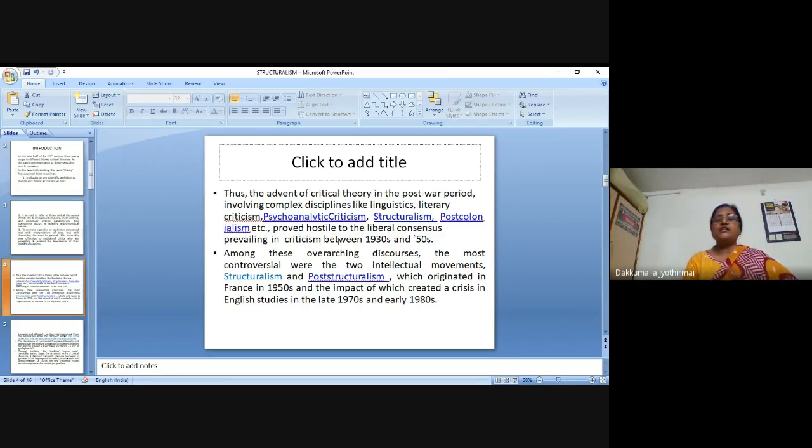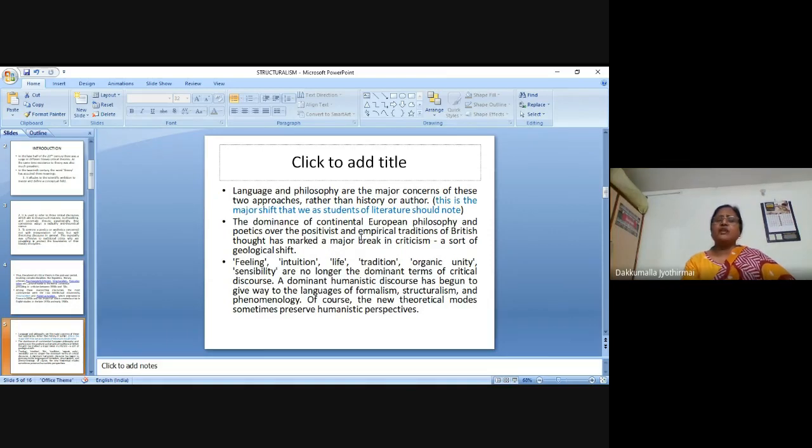So theory before the 1950s was not similar to the theory that was coming out after the 1950s. Among these overarching discourses, the most controversial were the two intellectual movements called structuralism and post-structuralism, and they have their origin in France in the 1950s, and their impact created a crisis in English studies in the late 1970s and early 1980s.